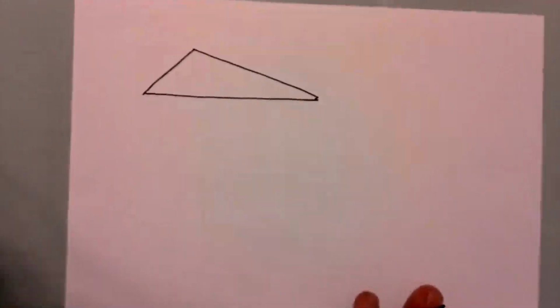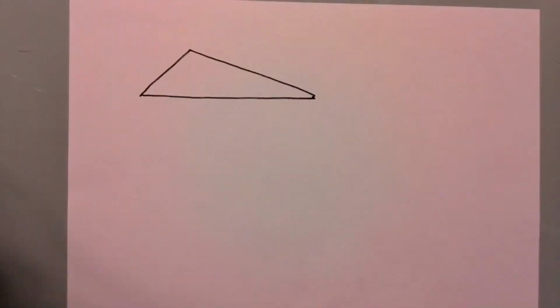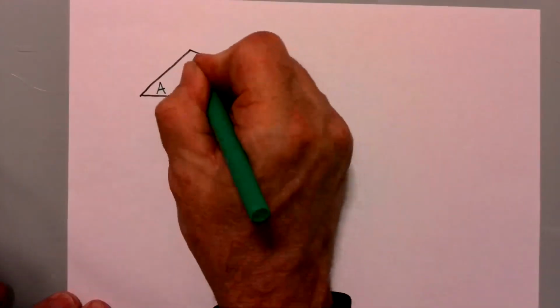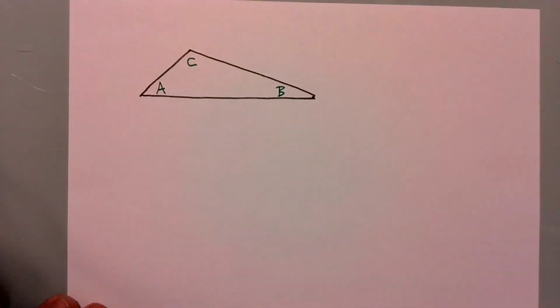Okay. And let's label the various points here that we're working with. So what should I label them? Here becomes a convention. I have 3 angles. I have angle A, angle B, and angle C. I'm going to call this angle A, this angle B, and this angle C.